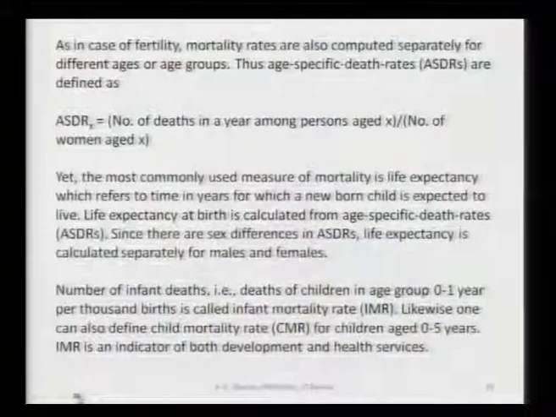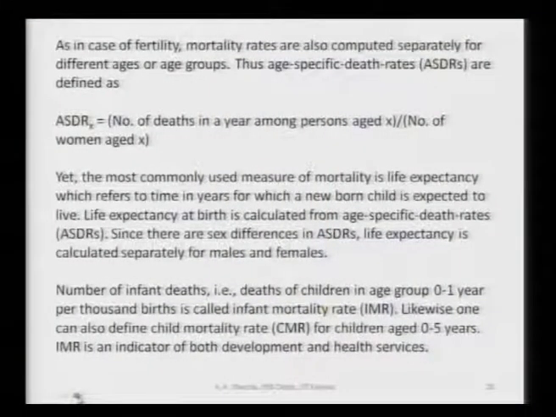As in case of fertility, mortality rates are also computed separately for different ages or age groups.